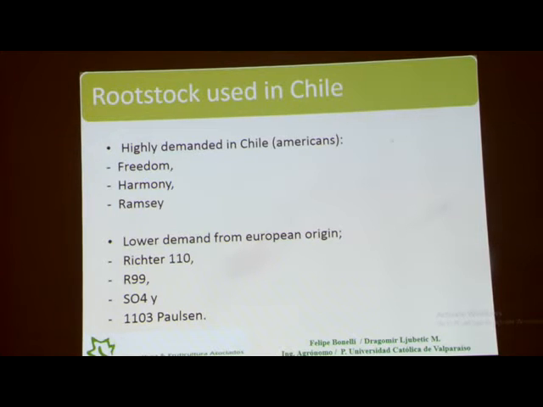So do you use any of these rootstocks? All of them? Not all of them. Not Richter. We have the Freedom, the Harmony, the Ramsey, Richter 110, the Paulsen. Not Richter 99.